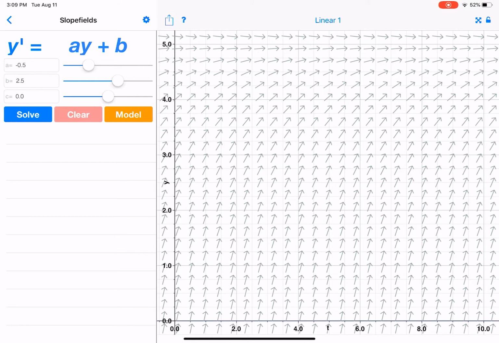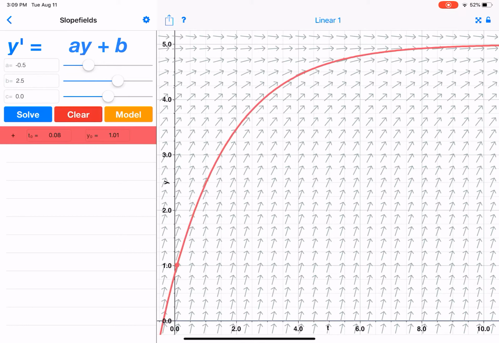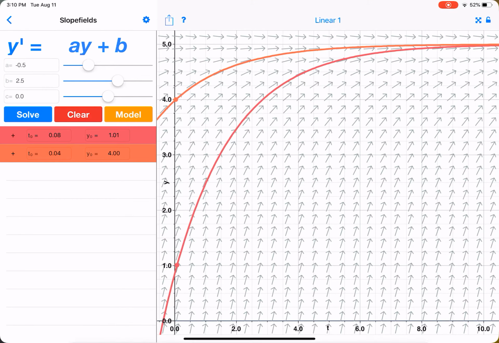So if you start at some point, let's start at the point 0, 1, and I tap on the screen at the point 0, 1, then you see that the solution follows those arrows. And so you can tap on another initial point and you can see it follow an arrow. So this tool will be helpful in plotting slope fields and understanding the general trajectories of these solutions to the differential equation.